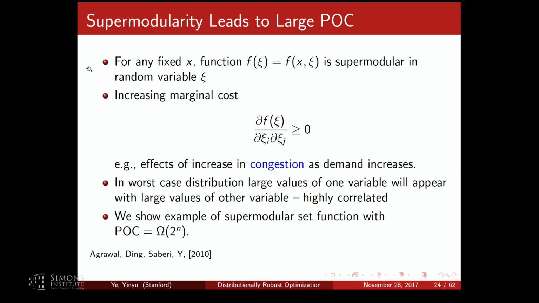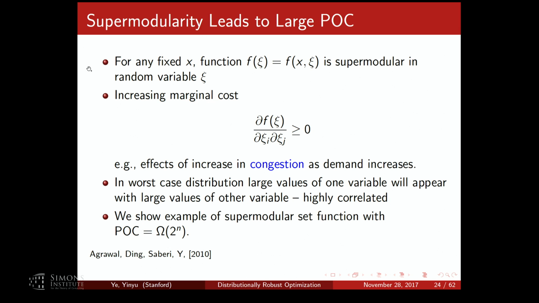They are positively correlated, all the random variables, if you think about it continuously. We can show by example that it's bounded by 2 to the power n, where n is the number of dimensions of the uncertainty. So that gives you a classification.